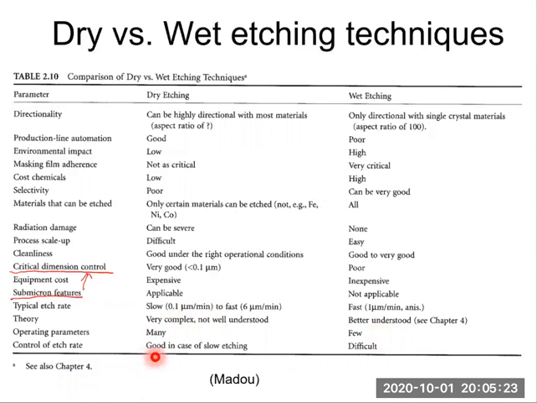Control of etch rate is good in the case of slow etching. For wet etching, it is generally more difficult. So this is a comparison of dry and wet etching techniques.